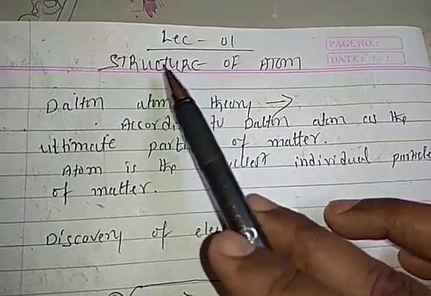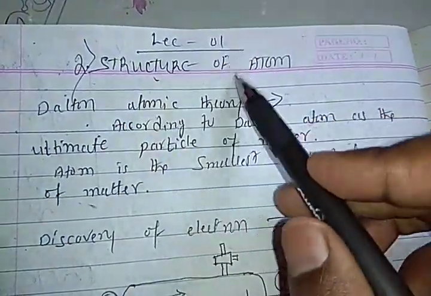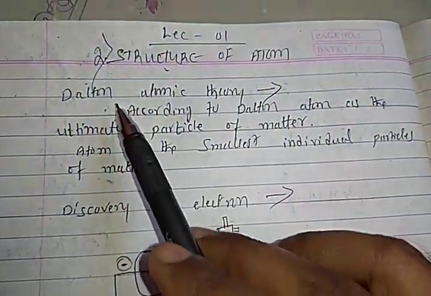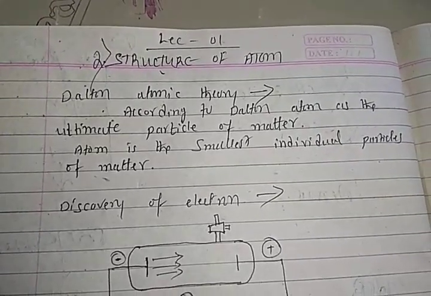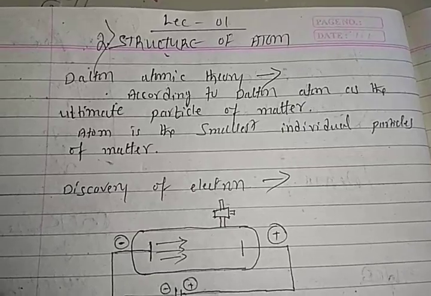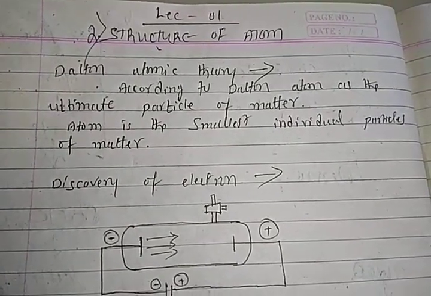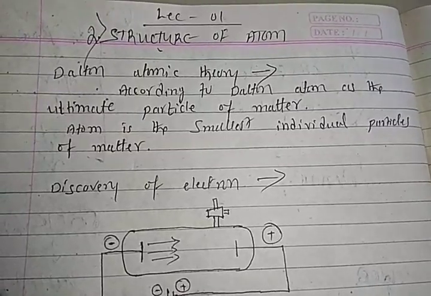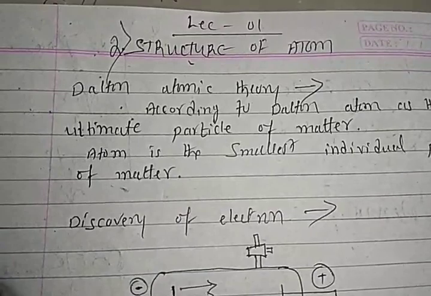Today we are discussing the new chapter, chapter number 2, the structure of atom. In this chapter, we are discussing the number of atoms, what the subatomic particles are, what their charges are, how many electrons exist, and what their locations are. All these things we discuss here.